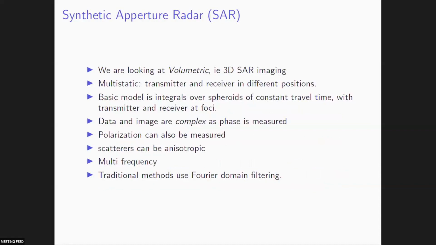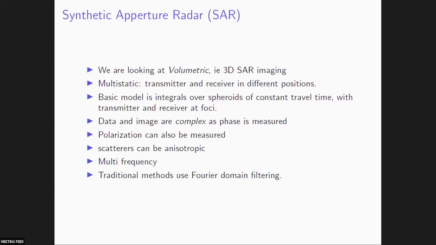I would say a little bit about synthetic aperture radar, not that much. It's used for civilian purposes, for example, monitoring vegetation and crops and disaster scenes. And it's also used for military intelligence. We're thinking of volumetric SAR, which is a 3D imaging technique. It's multi-static, so we have transmitters and receivers in different places. Imagine we could fly them around on little aircraft or something like that. So lots of transmitter and receiver positions.